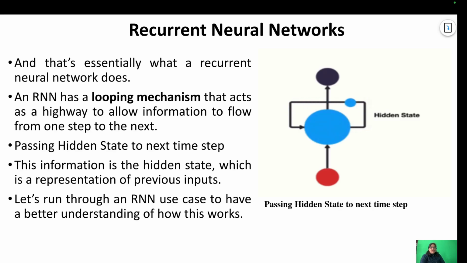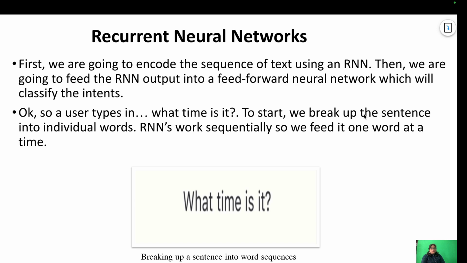Now this recurrent neural network uses a looping mechanism that acts as a highway to allow information to flow from one step to another, as the input is accepted in the recurrent neural network in sequential format. One RNN model executes for each element in the sequence at every time step, and the hidden state of one input is passed to the next time step as an input.